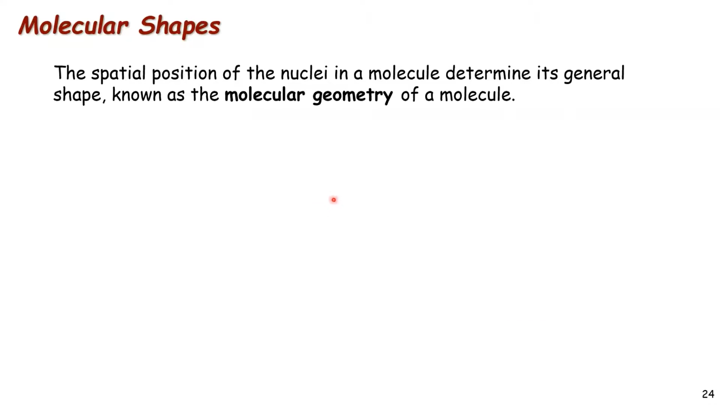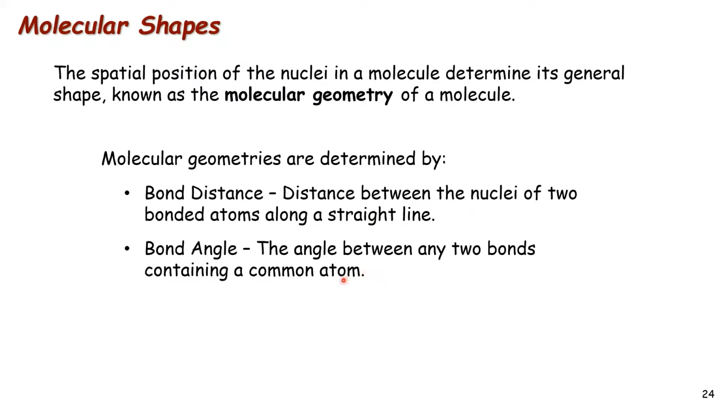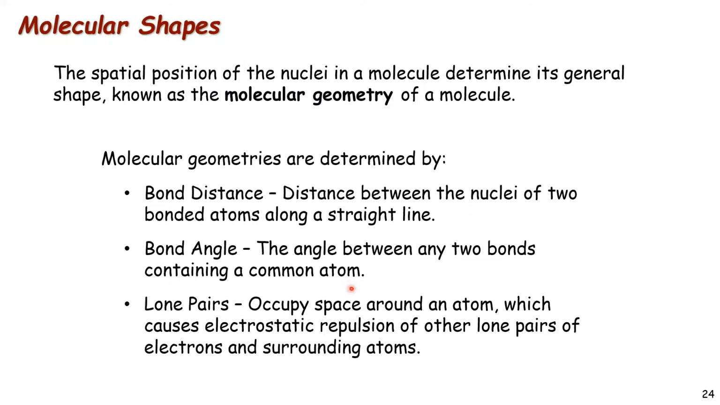The spatial position of nuclei in a molecule determines its general shape, and we call this the molecular geometry of the molecule. Molecular geometries are determined by the bond distance, which is the distance between the two nuclei; the bond angle, which is an angle between three atoms; and lone pairs. Lone pairs occupy space around the atom, and it is these lone pairs that generally distort the shape that we might expect for the atoms themselves. This is due to electrostatic repulsion, and we're going to call this the valence shell electron pair repulsion model.